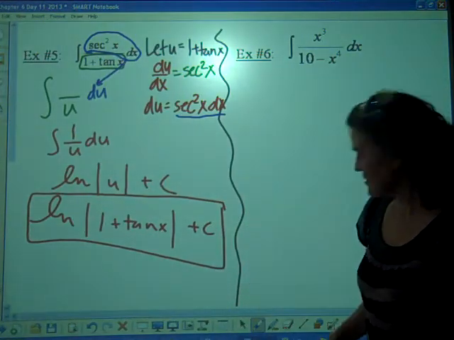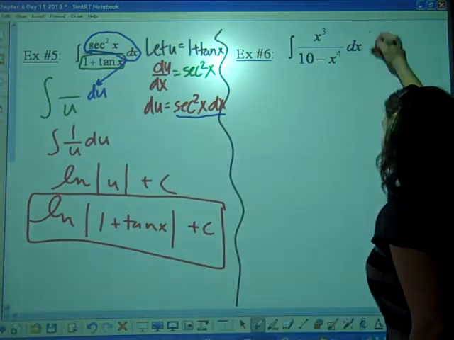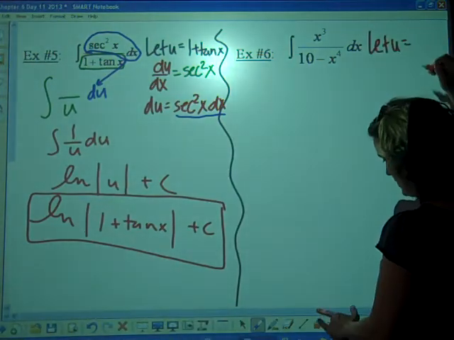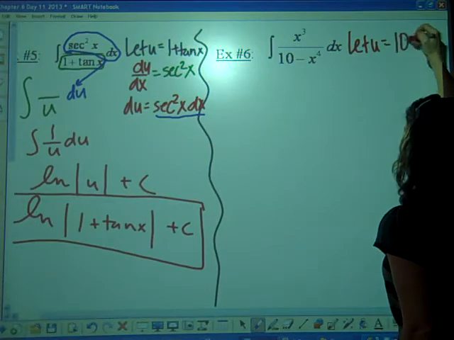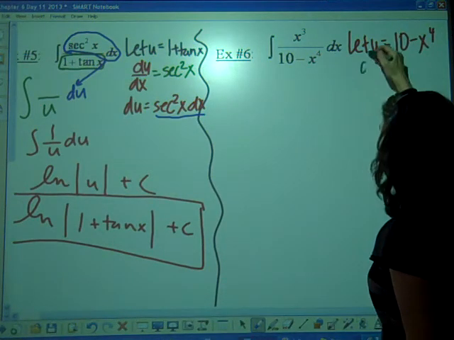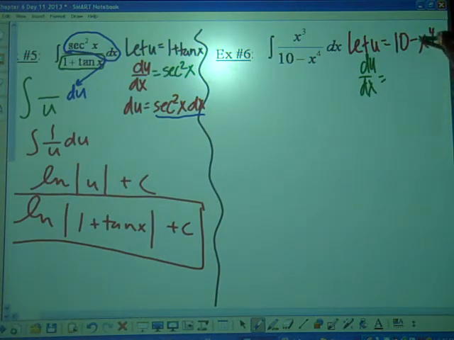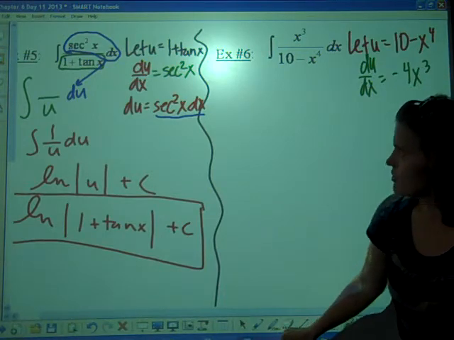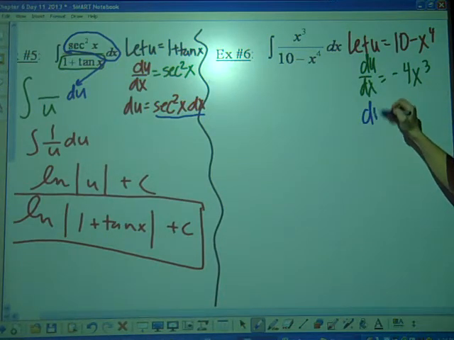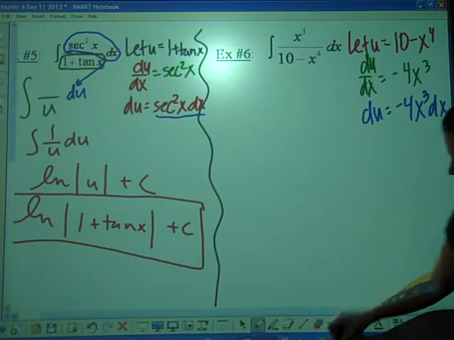You should really try this one, y'all. See if you can get it right. So pause, try example number 6. So I'm going to let u equal my denominator, 10 minus x to the 4th. I go to take the derivative, du dx. The derivative of 10 is 0. The derivative of negative x to the 4th would be negative 4x cubed. Multiply both sides by dx. So du equals negative 4x cubed times dx.